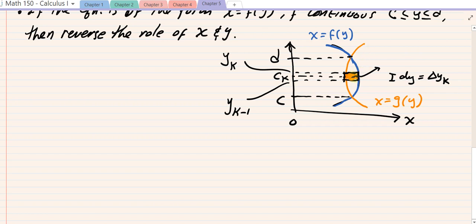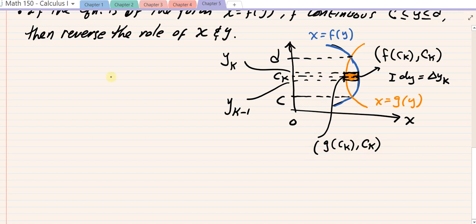So what are the coordinates of this point there? The coordinates are going to be x comma y. Well, x is given by the purple curve. x is f of y, so this is going to be f at c sub k. That's how I get my x's. And of course the y is, in this case, c sub k. And the lower portion of that rectangle is given by g at c sub k comma c sub k.